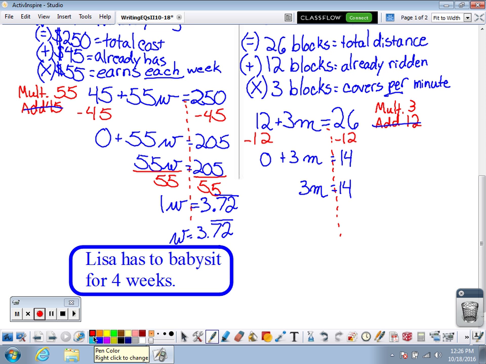So, what do we do? We'll divide both sides by 3. Okay, and what's that going to give us? Well, there's going to be a remainder. Remainder of how many? So we put that 2 over 3. And we could say 4 2/3, or 4.6 repeating.